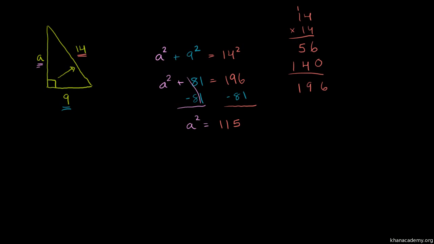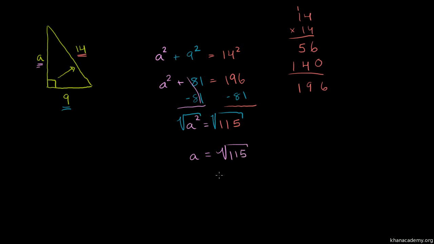the principal square root, the positive square root of both sides of this equation. We do that because we're dealing with distances. You can't have a negative distance here. And we get a is equal to the square root of 115.